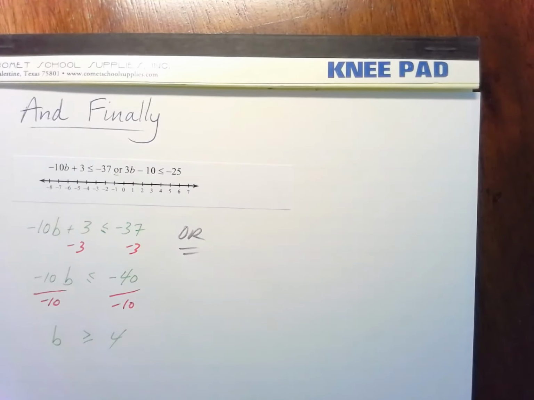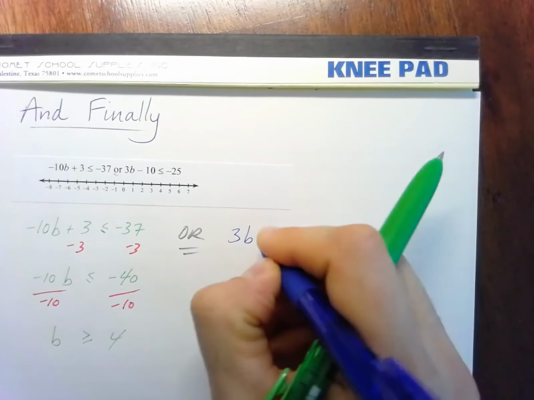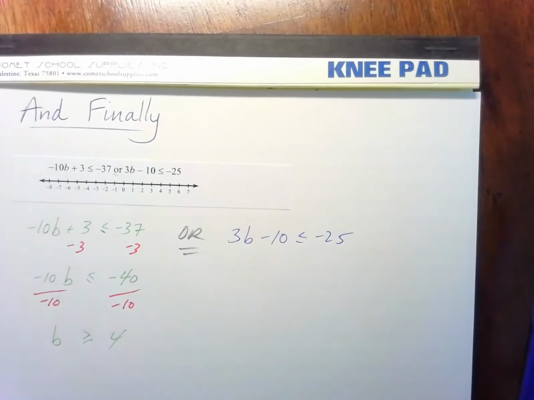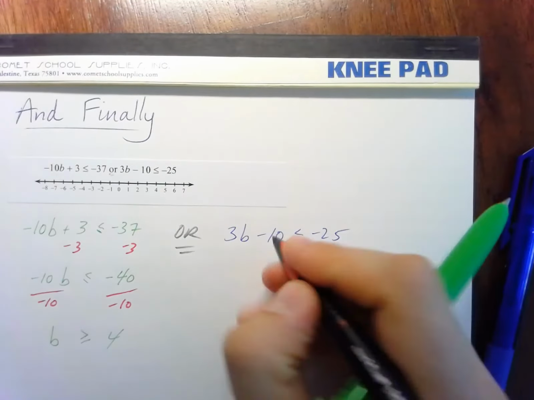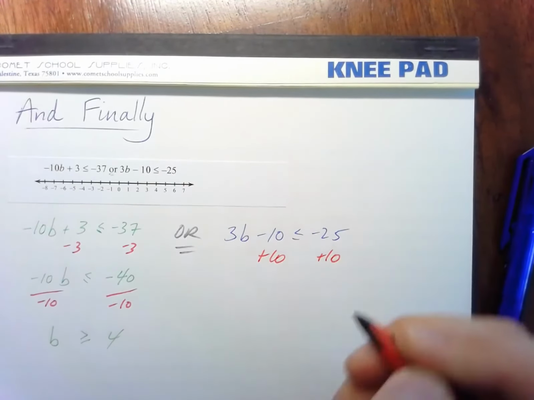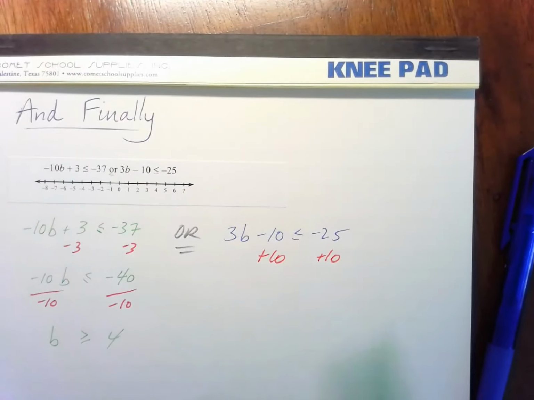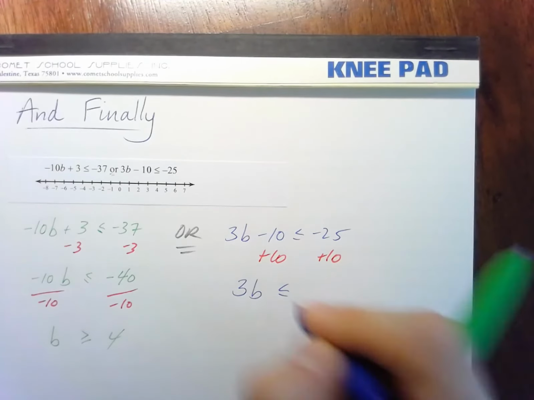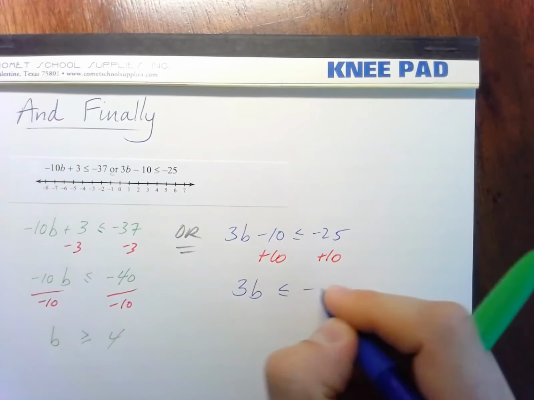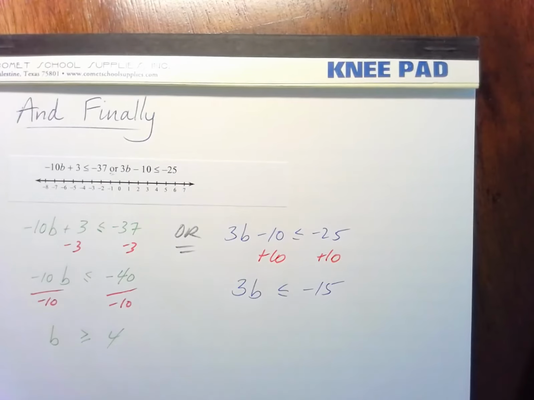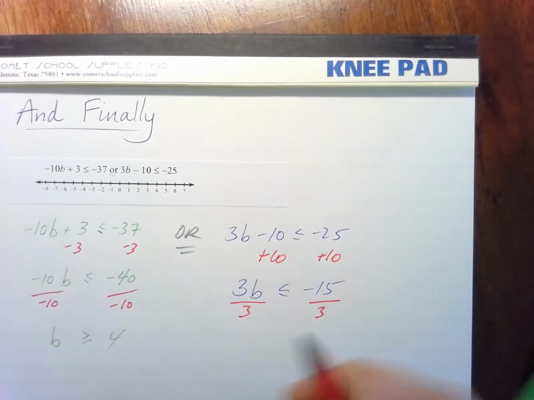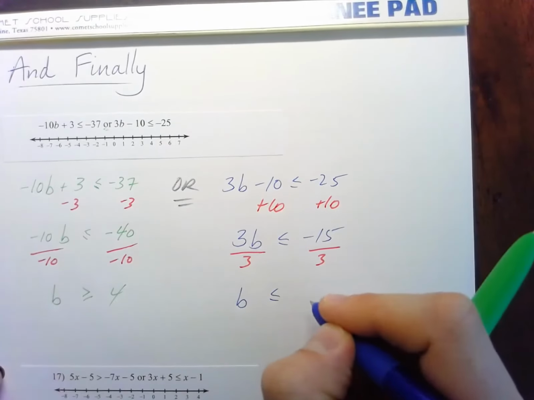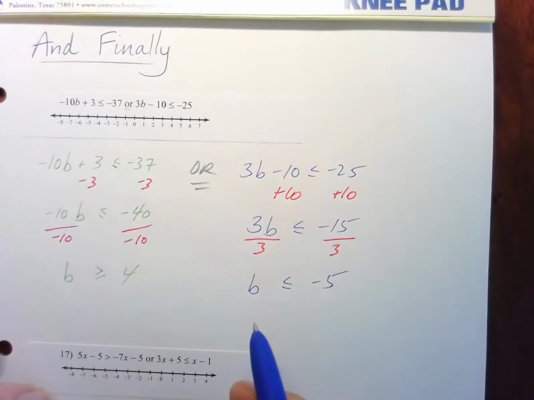and here's my blue one, 3b minus 10 less than or equal to negative 25. So of course we're going to add 10 and add 10, and then we're balancing, and we're getting a 3b, and we're not flipping the sign. Negative 25 plus 10 is minus 15. Just dividing by 3, dividing by 3. So b, again we're not flipping the sign here, is less than or equal to negative 5.